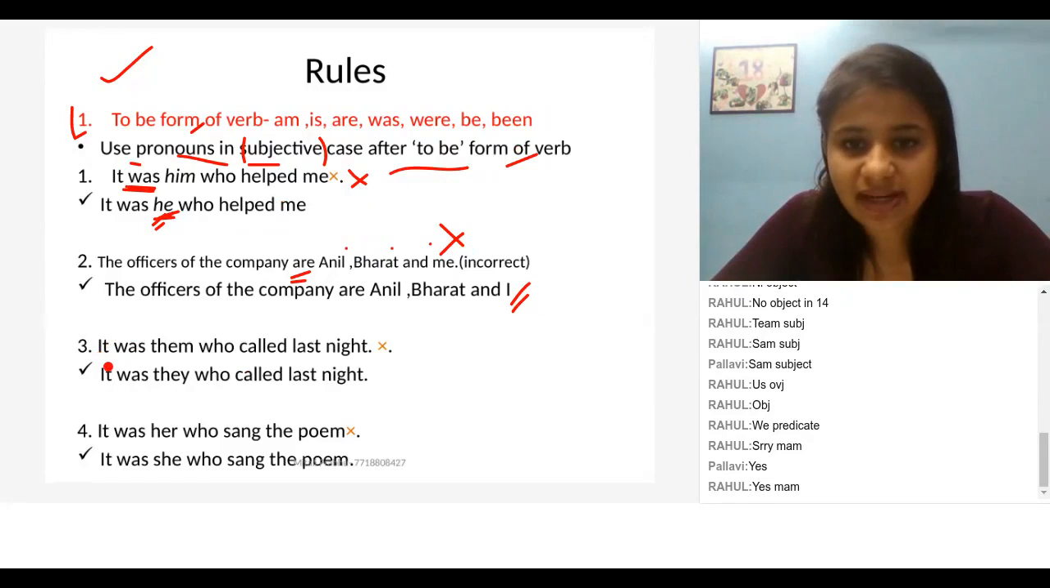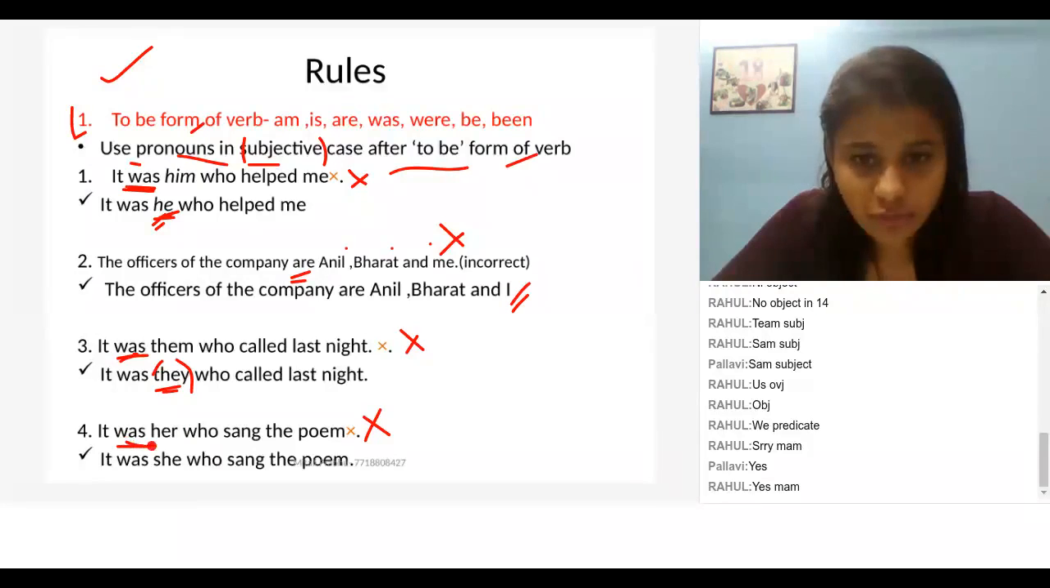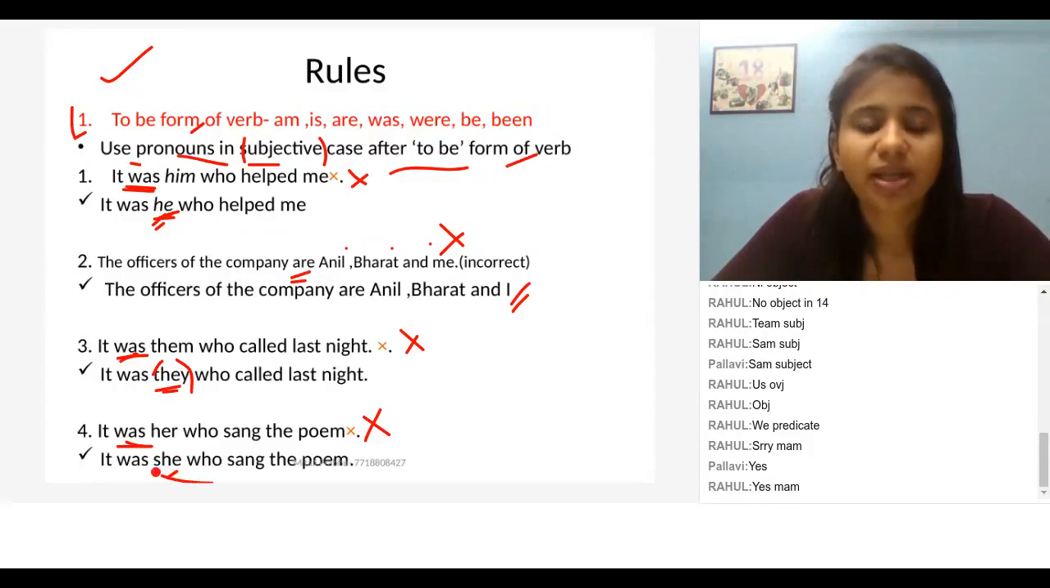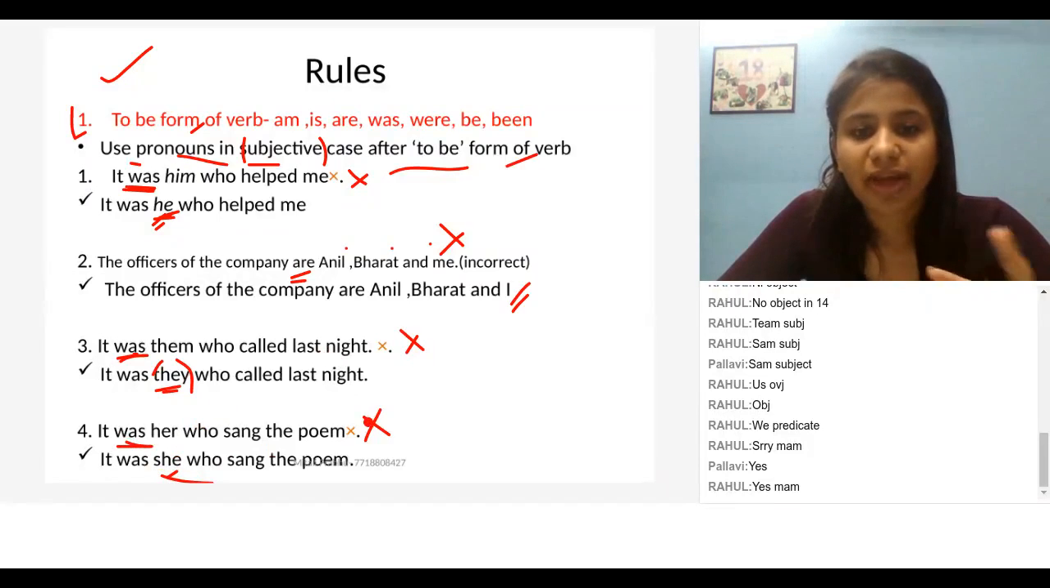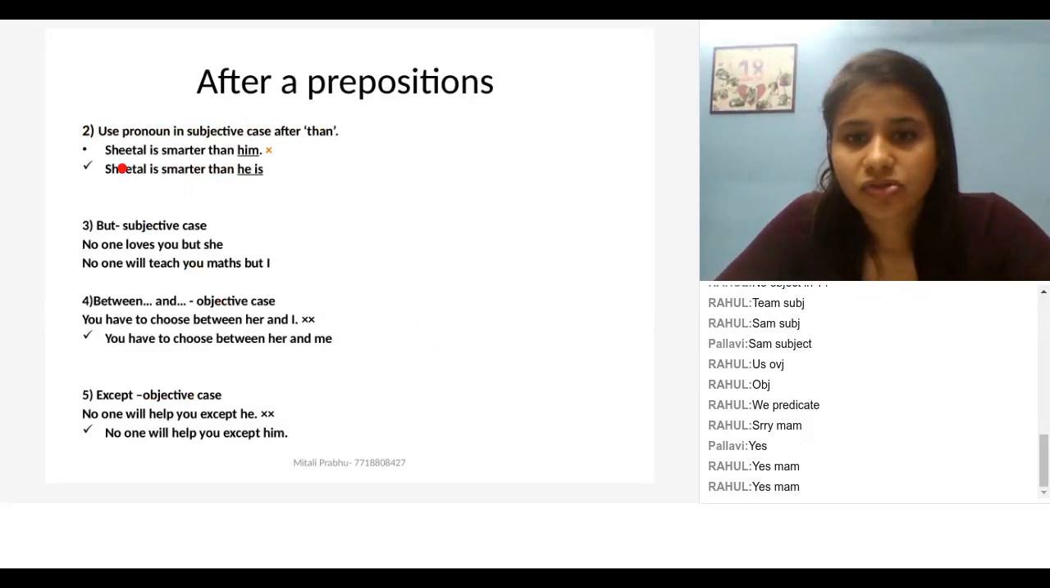Again, if we have a sentence, it was them who called last night, this is again incorrect because we have was. So whenever there is a to be form, we are going to have the subjective form, that is they. Again, it was her who sang the poem is incorrect because we have was, that is a to be form. We are going to have it was she who sang the poem. Is this correct? Now the whole point of studying subject and object was that we needed to apply these rules. Okay, so moving on.